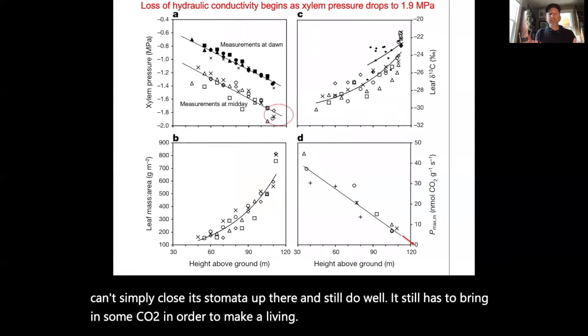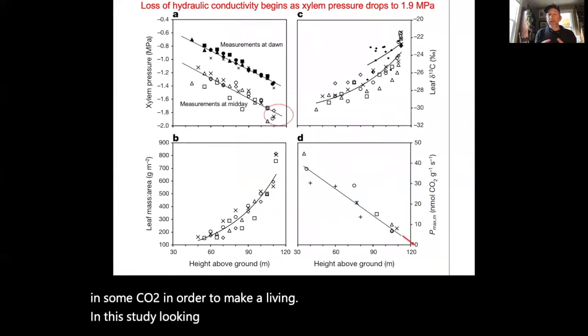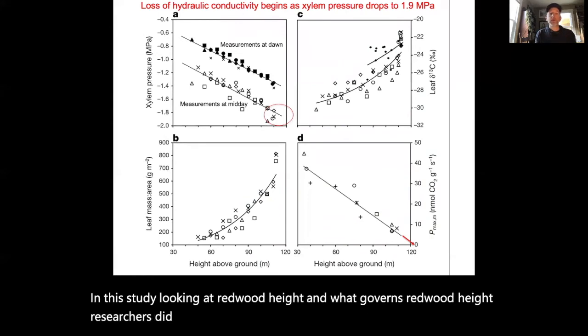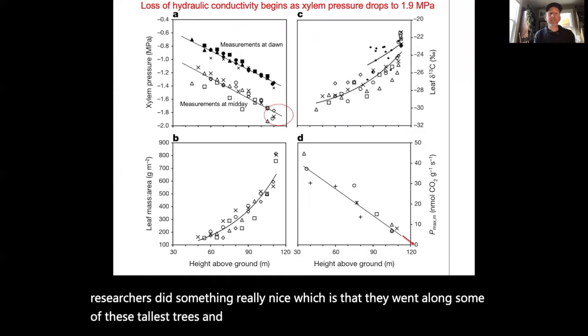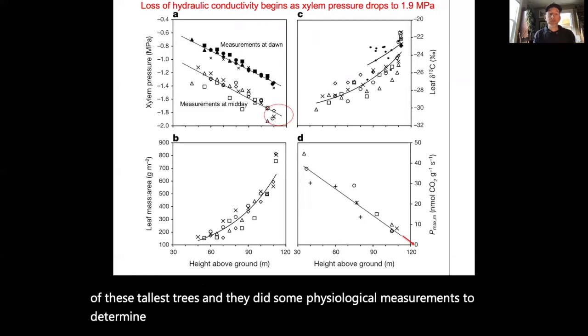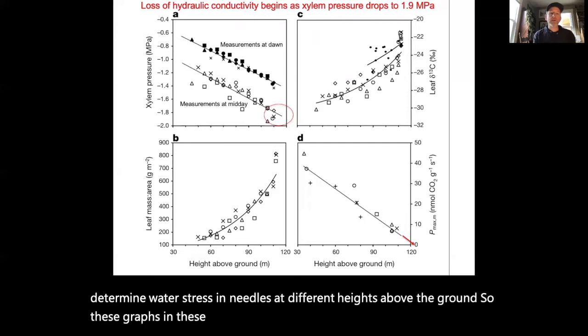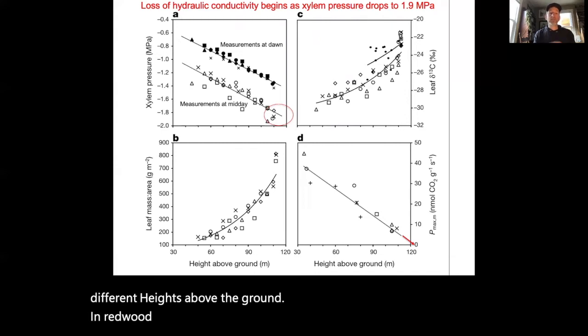In a study looking at redwood height and what governs redwood height, researchers did something really nice, which is that they went along some of these tallest trees and they did some physiological measurements to determine water stress in needles at different heights above the ground. So these graphs and these four panels show different measurements at different heights above the ground in redwood trees. Let's start with the top left panel.